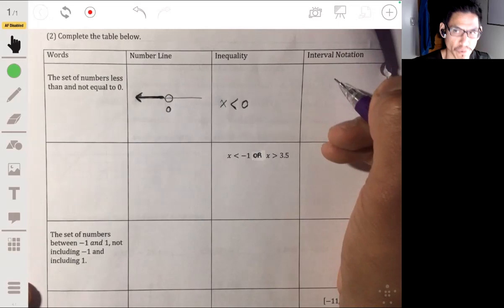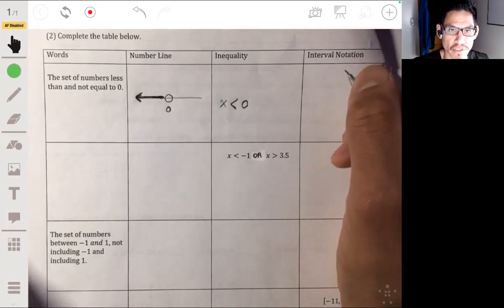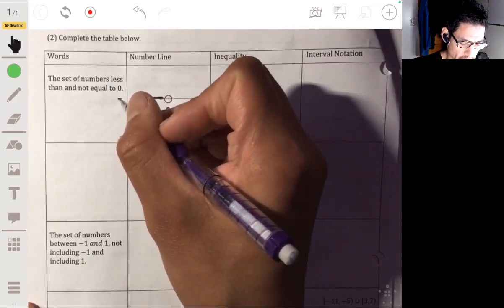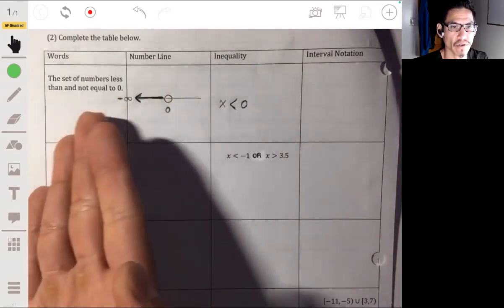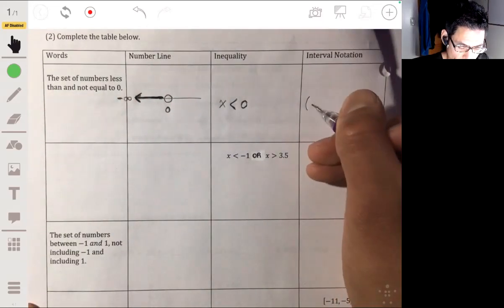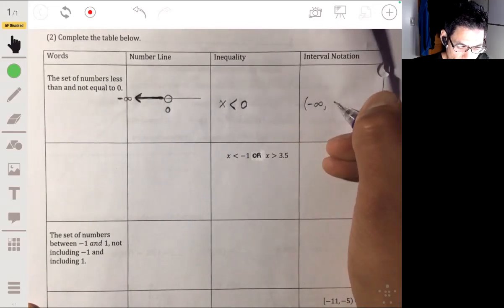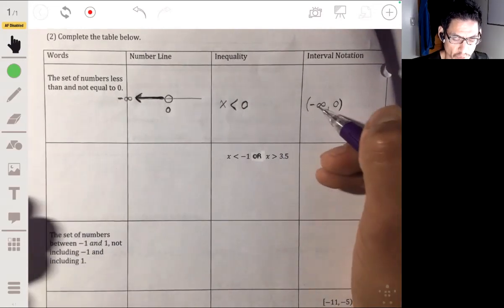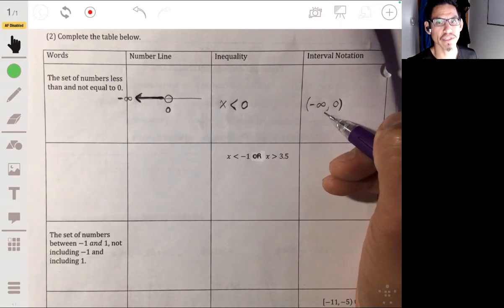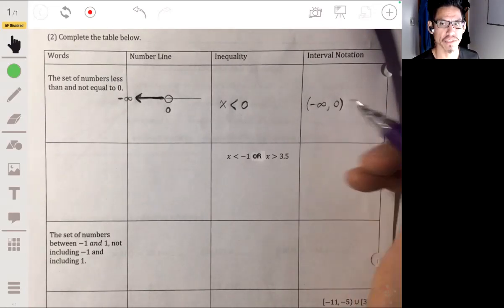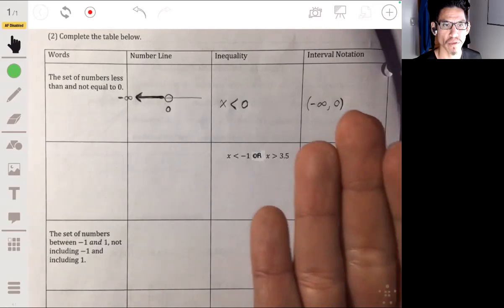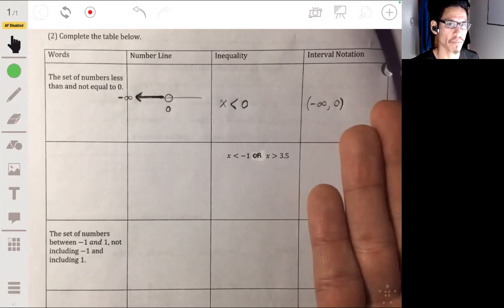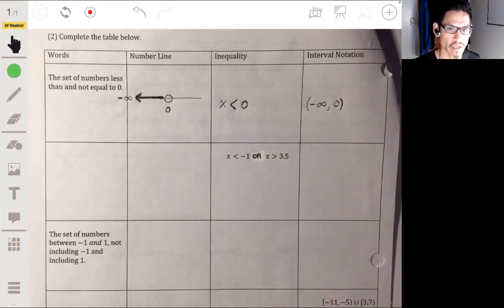And interval notation, where we're going to use parentheses, brackets, unions, that sort of thing. So since we're saying less than 0, we're going basically to negative infinity to the left over here. So we're going to have parentheses, negative infinity, comma, 0 in parentheses. And we put parentheses around those because we're not including negative infinity and we're not including 0. Parentheses go around numbers, or in this case, infinities, because we don't include those. They're not actually part of the solution set.